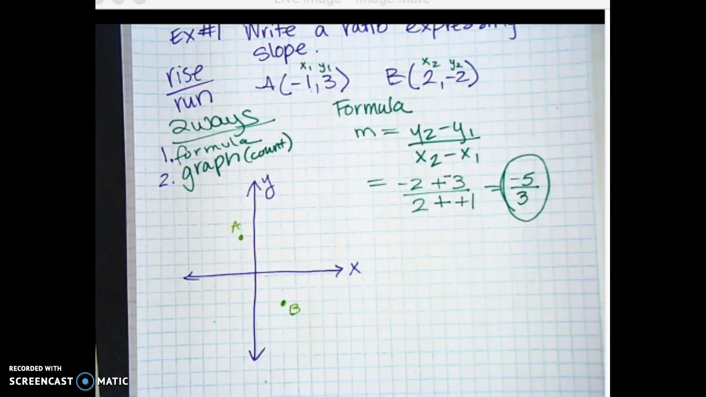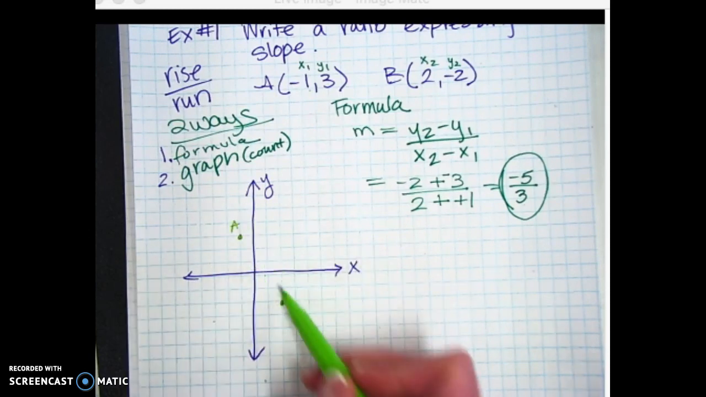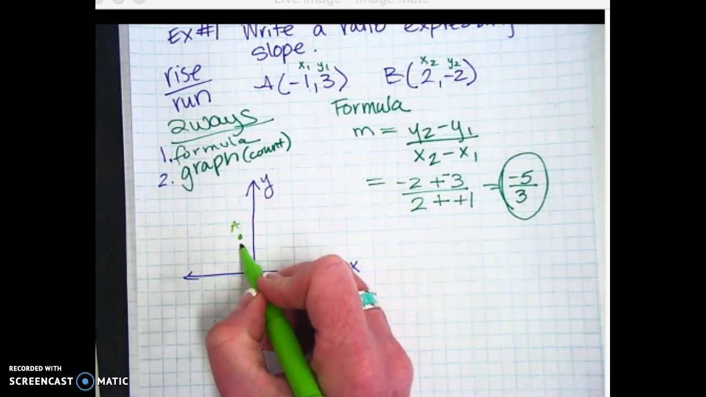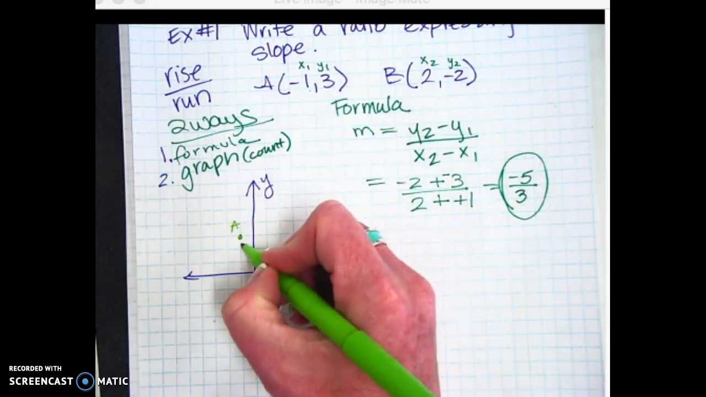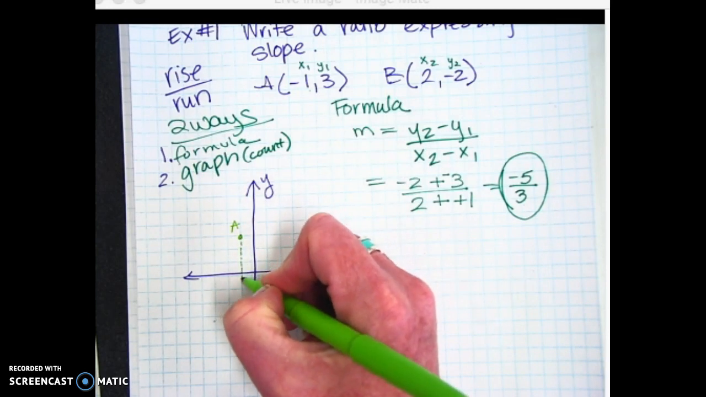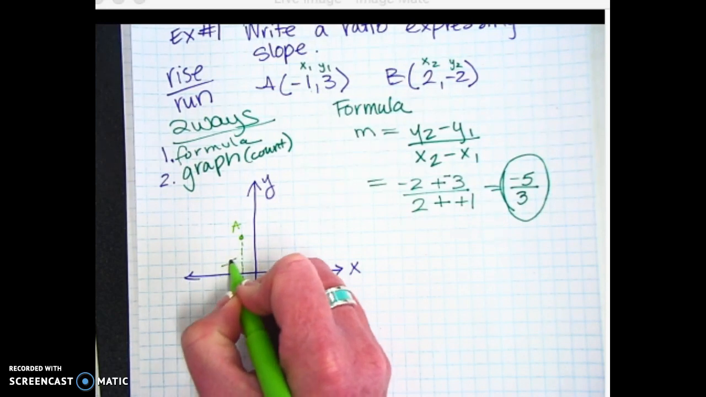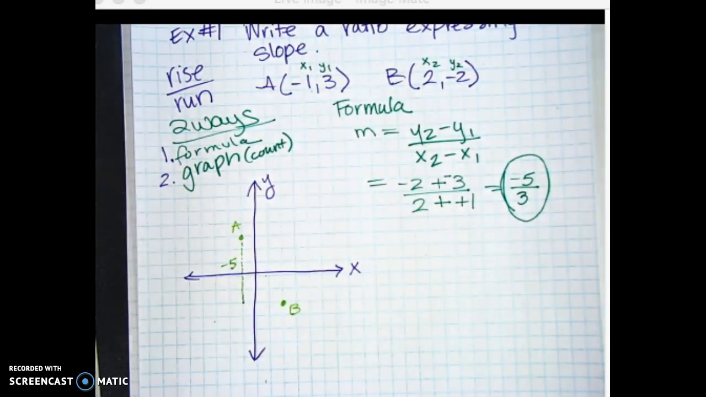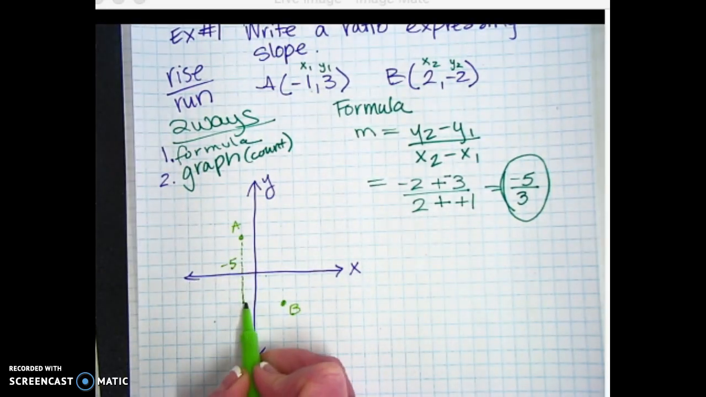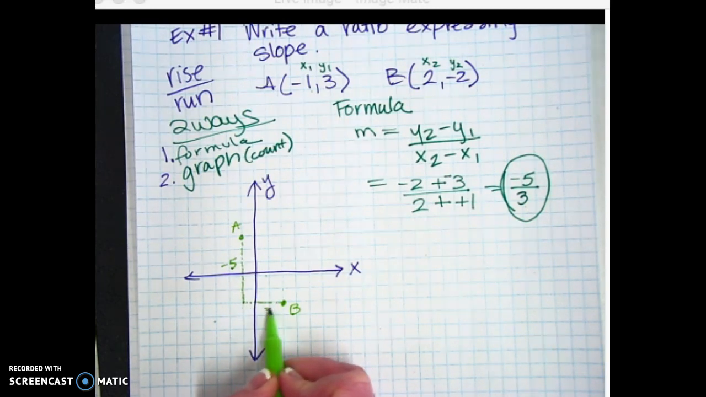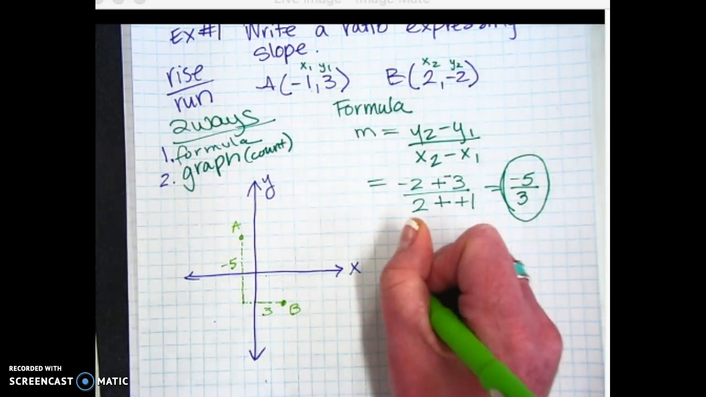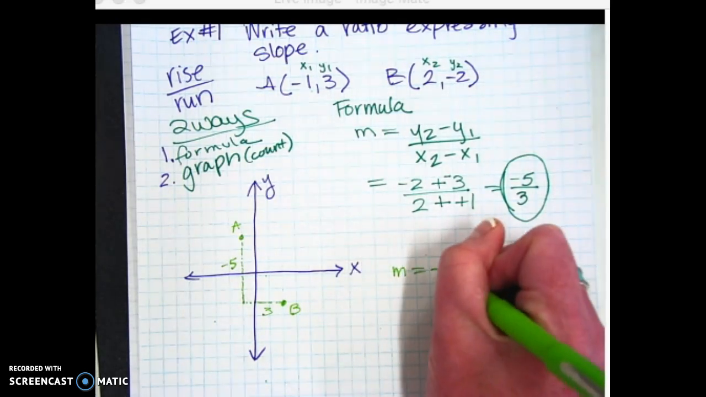Okay? So is our slope going to be positive or negative? Negative because it's going to go down from left to right. So I'm going to count how many units I'm going to go down. 1, 2, 3, 4, 5. So we went down 5 over here. And then I'm going to count how many I go to the right. 1, 2, 3. That means our slope is negative 5/3.